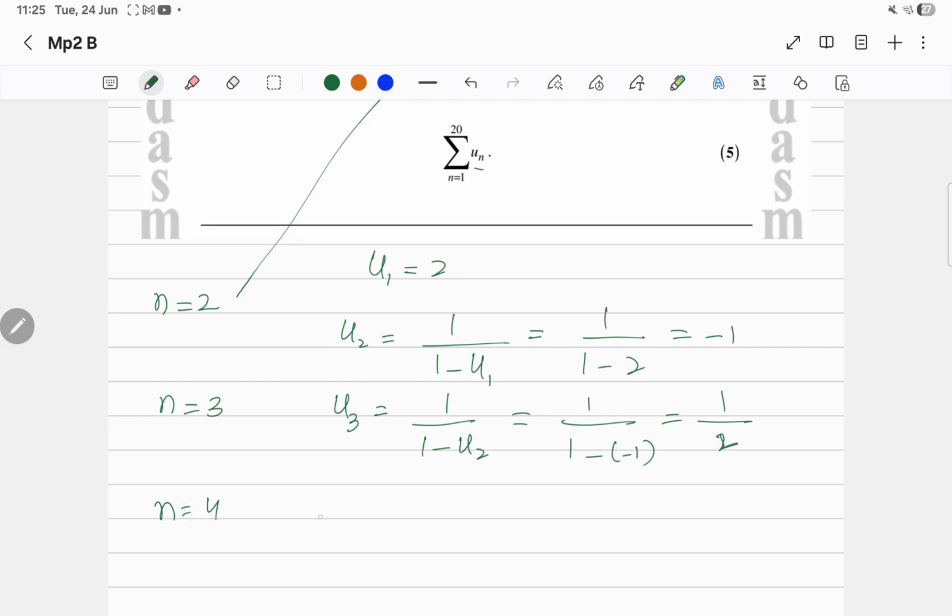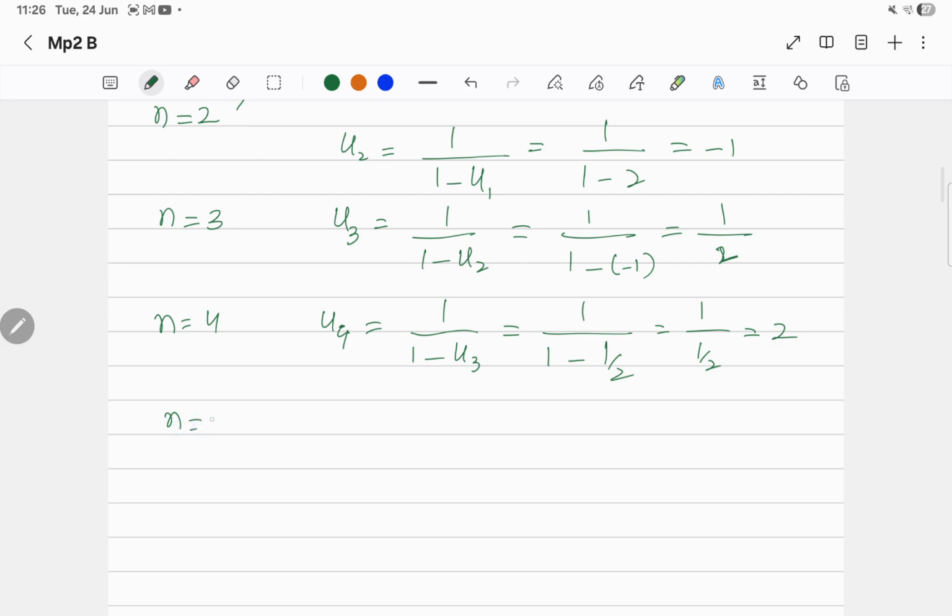When you put n equals 4, it will be u4, which is 1 over 1 minus u3. The value of u3 is half, so 1 minus half is half, so 1 over half will be 2.